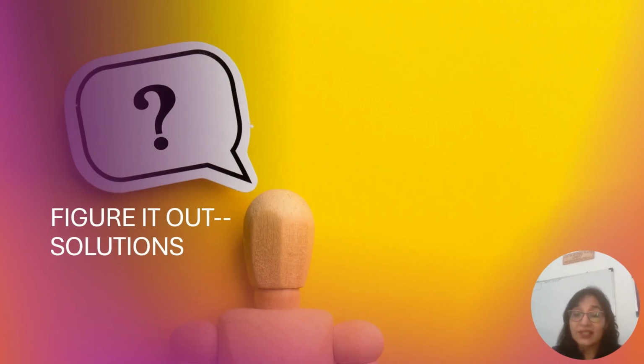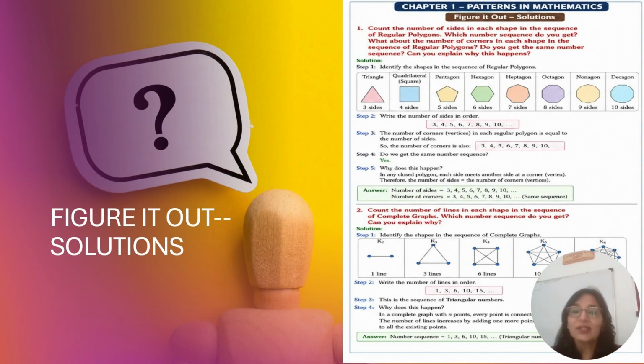Now you need to figure it out. Look at the screen. Children, you will find the complete solutions from your textbook, all the questions with the answers here. Count the number of sides in each shape in the sequence of regular polygons. Which number sequence do you get? What about the number of corners in each shape in the sequence of regular polygons? Do you get the same number sequence? Can you explain when this happens?